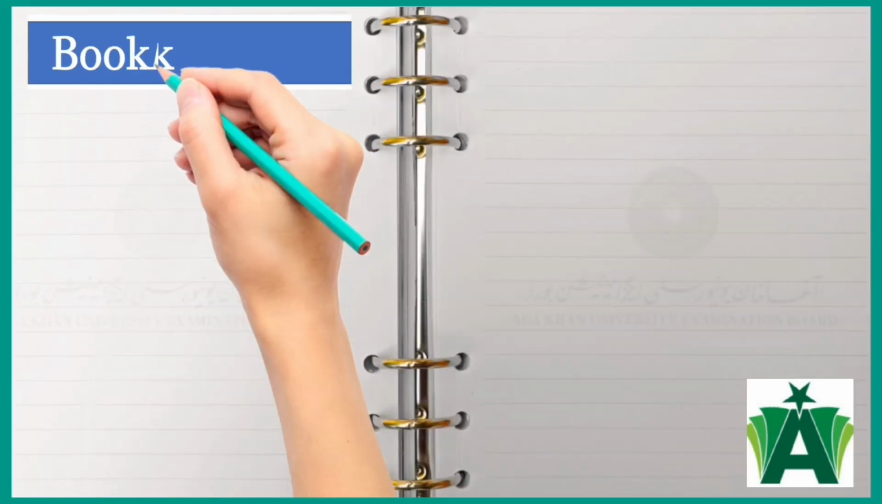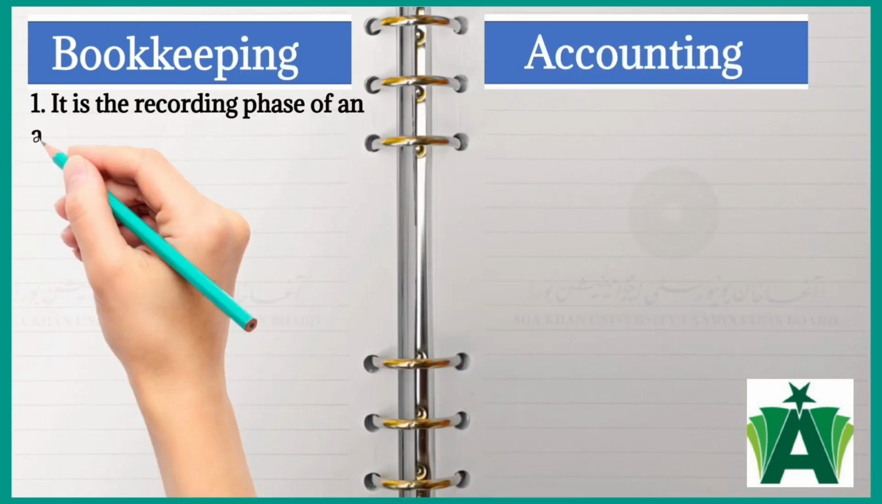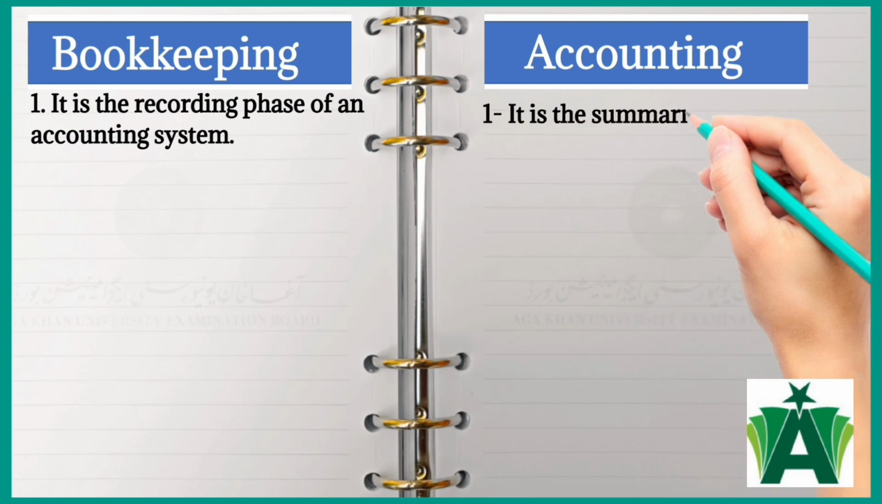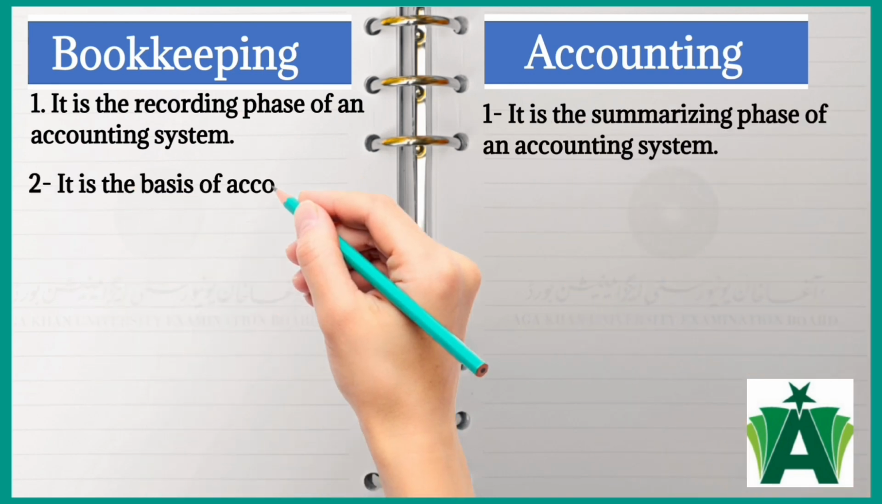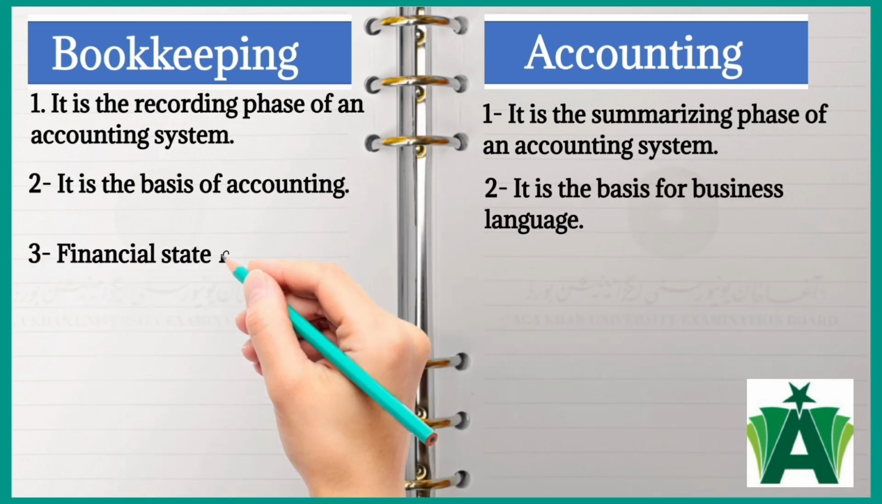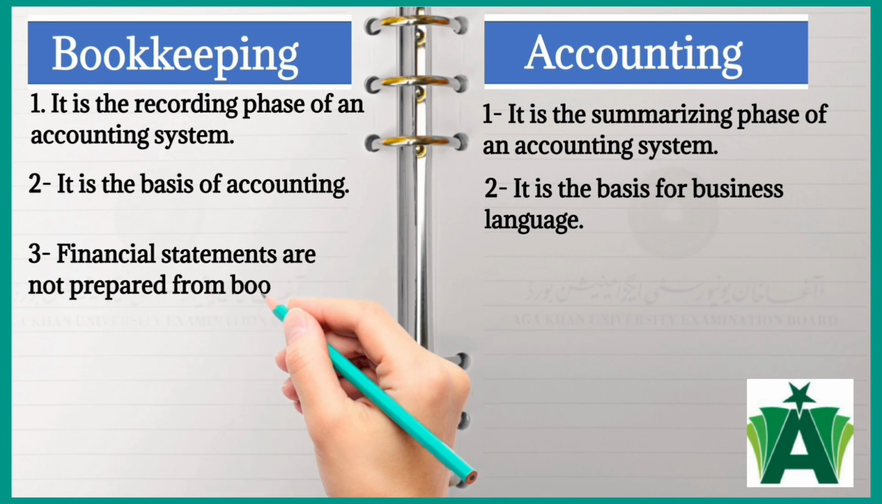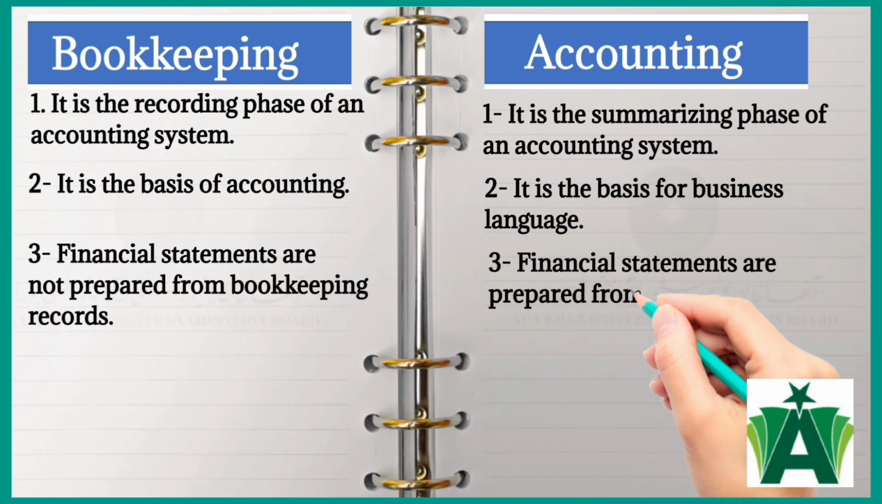The distinction between bookkeeping and accounting. Bookkeeping: 1. It is the recording phase of an accounting system. 2. It is the basis of accounting. 3. Financial statements are not prepared from bookkeeping records. Accounting: 1. It is the summarizing phase of an accounting system. 2. It is the basis for business language. 3. Financial statements are prepared from accounting records.